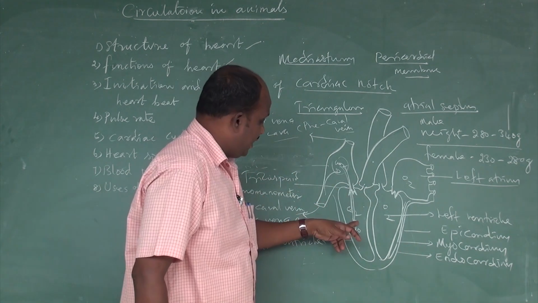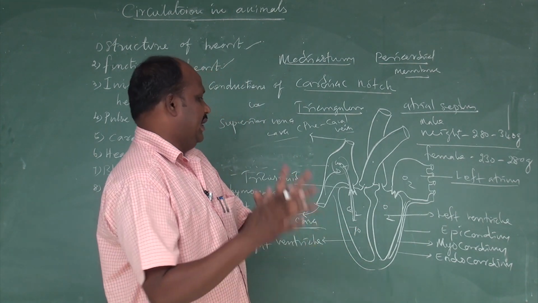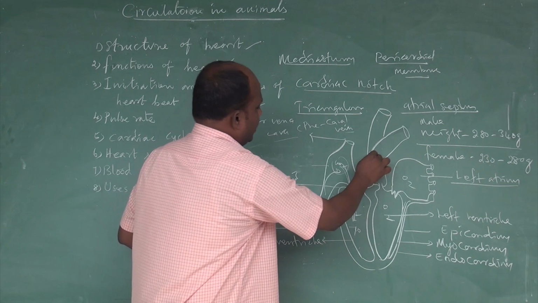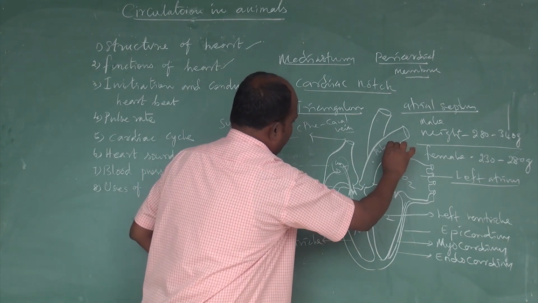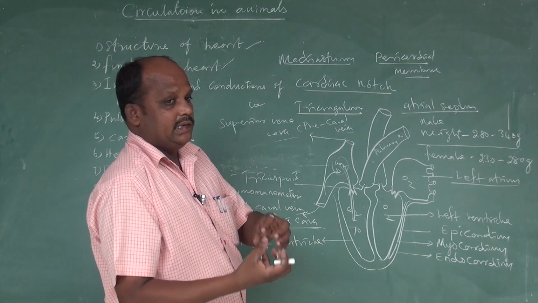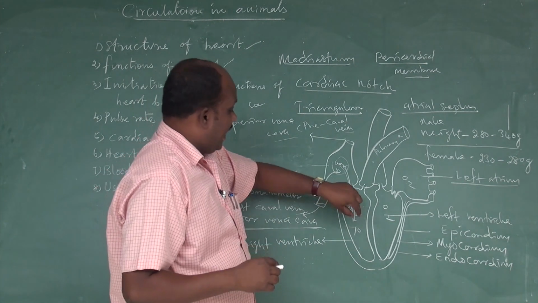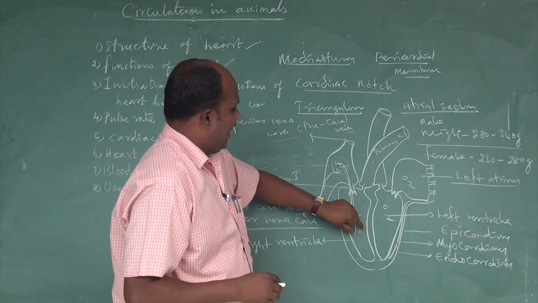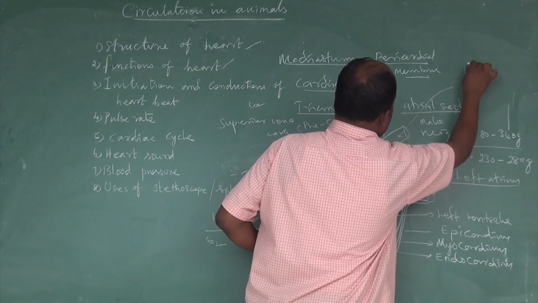After that, from the right ventricle develops one major blood vessel, the pulmonary artery. The pulmonary artery collects the CO2 blood, which means carbon dioxide contaminated blood, from the right ventricle. The collected blood passes to the lung structure.